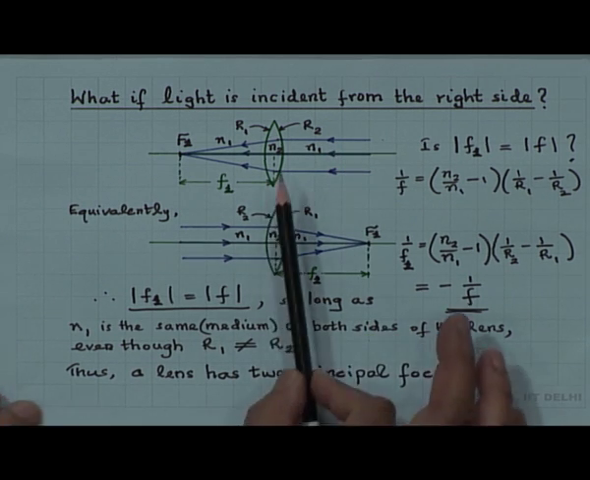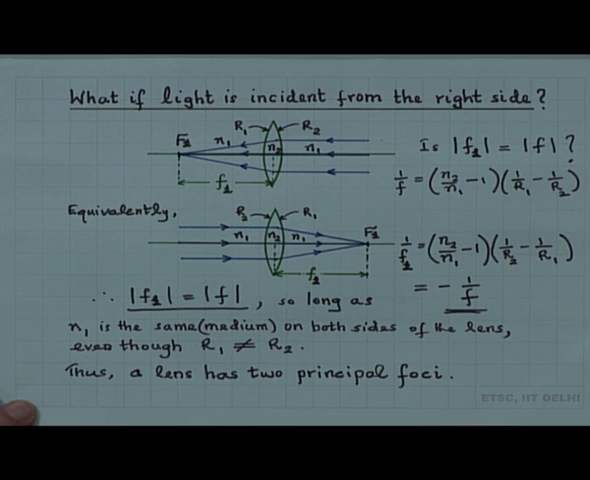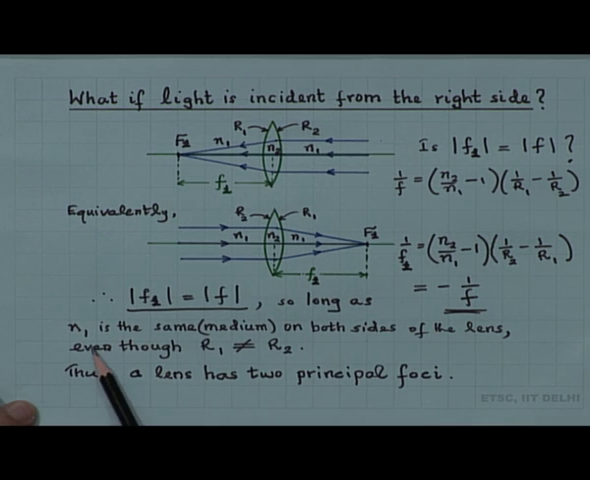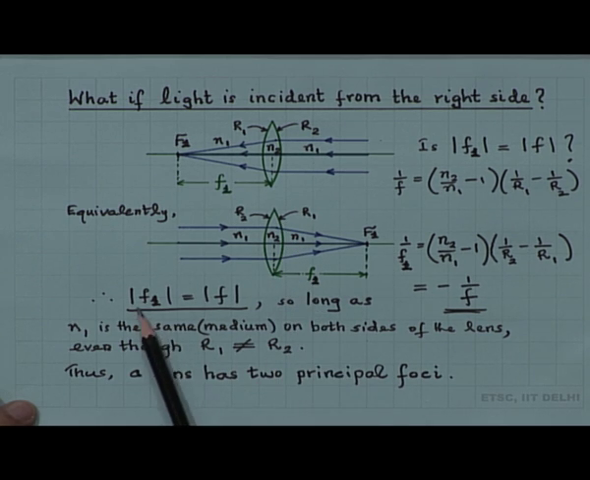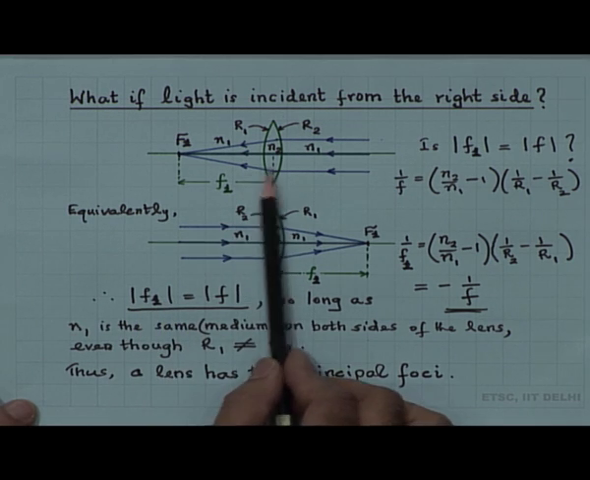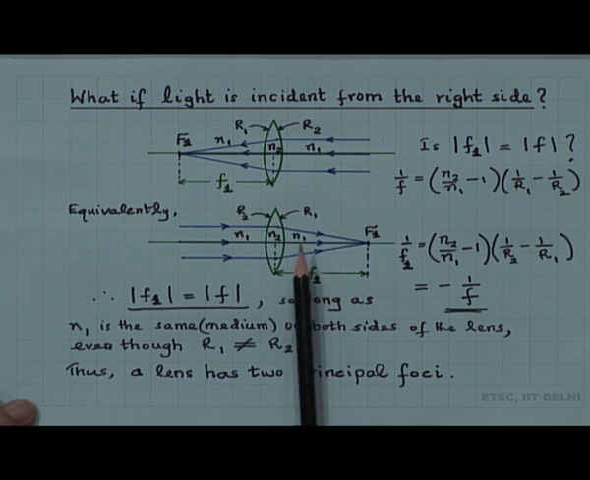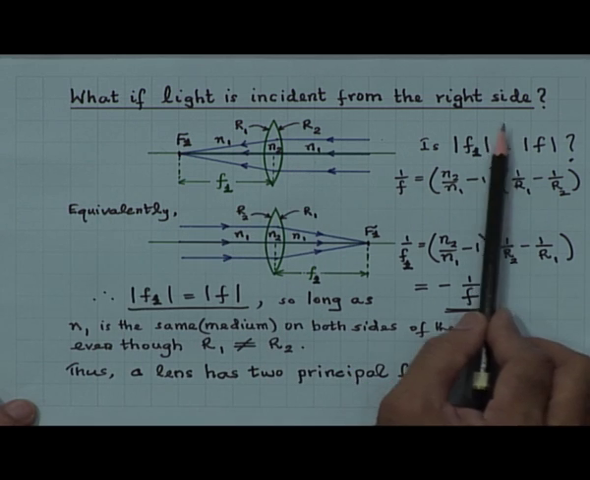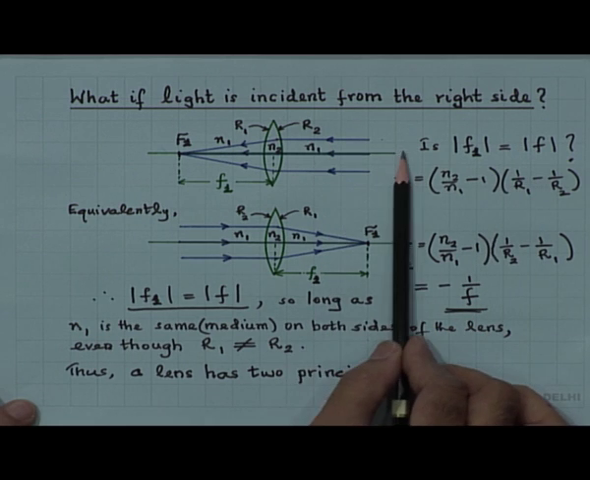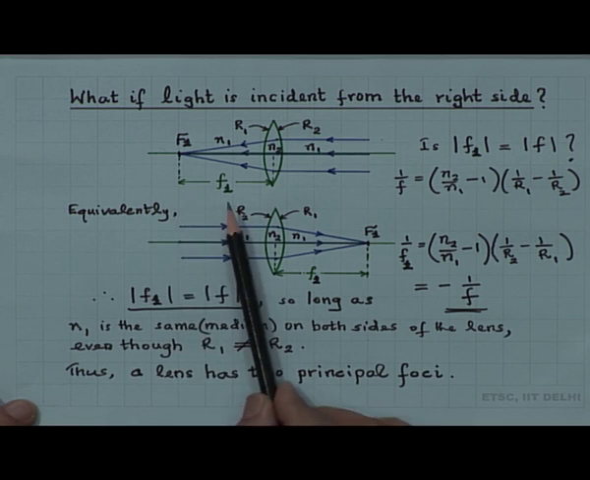But right now I am considering the case where on both the sides we have n1 and this is n2, and so long as n1 is the same on both sides of the lens, even though r1 is not equal to r2, mod f1 is equal to mod f2. Mod I have used because the focal length on this side is negative and the focal length on this side is positive if we look at it, but of course, when the light is coming from this side, this direction is positive, therefore the focal length f1 continues to be positive, this is not negative.